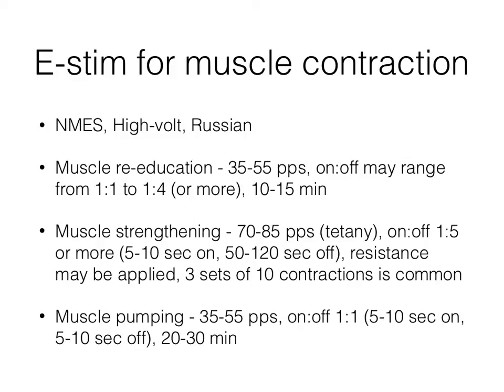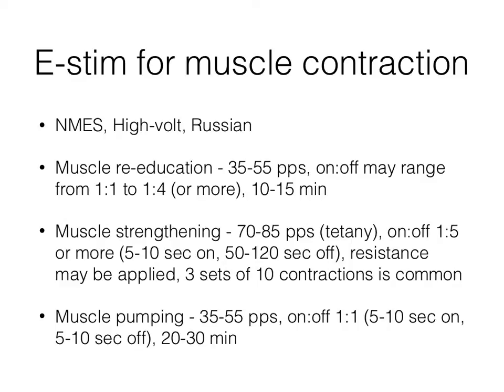During this application, you're going to encourage the patient to contract with the machine. You may apply some resistance. And like with a lot of muscle strengthening, a very common dosage for this is 3 sets of 10 contractions, although again, that can be arranged depending on what you're trying to get.